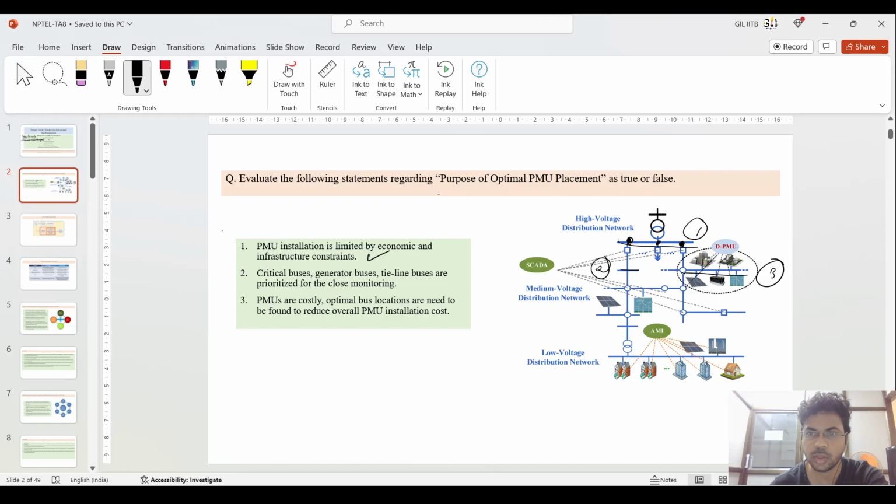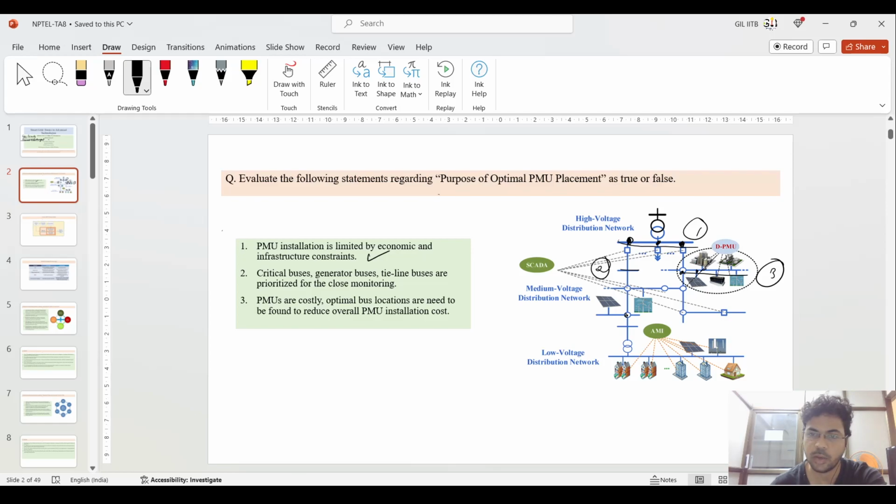There are multiple buses, and there are certain nodes associated with it. There are multiple nodes connecting with multiple numbers of buses. So there is an economic constraint such that you cannot install the PMU at all locations.